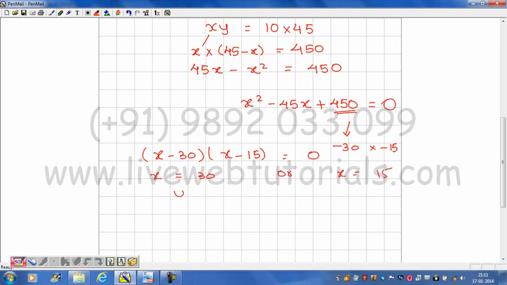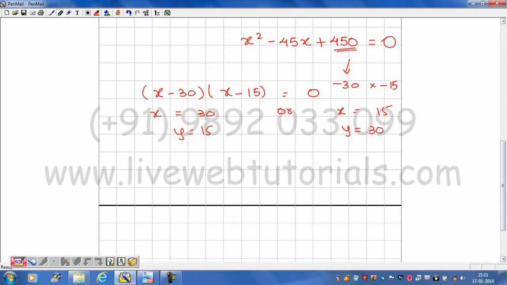If x is 30, then y is 15. If x is 15, then y is 30. Therefore, the two resistances are 30 ohms and 15 ohms. Okay. Two resistances are 30 ohms and 15 ohms.